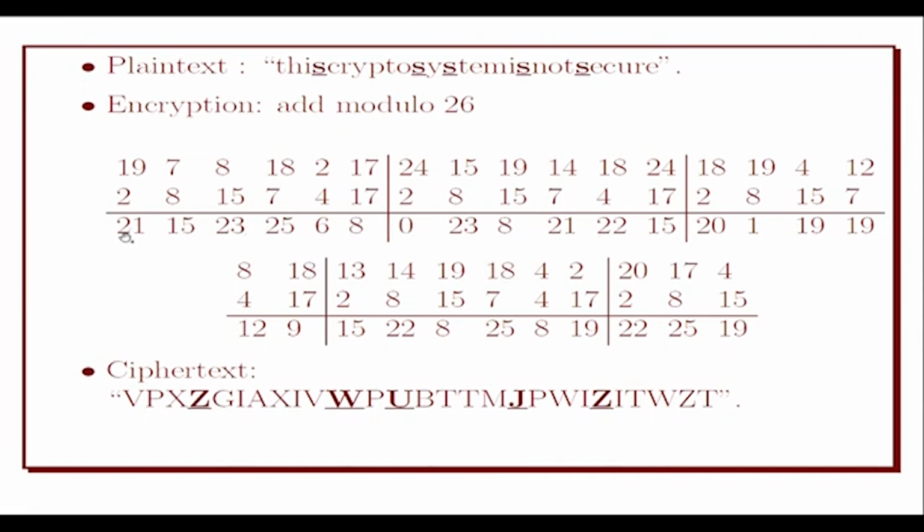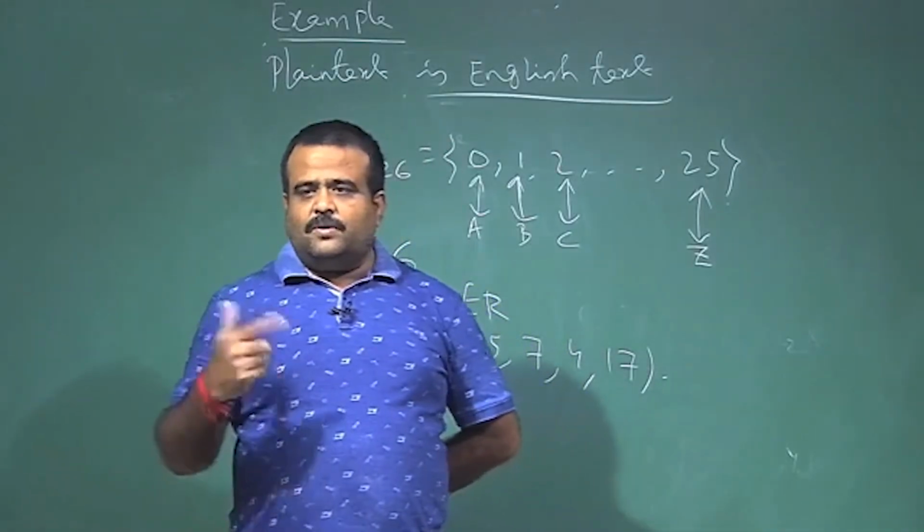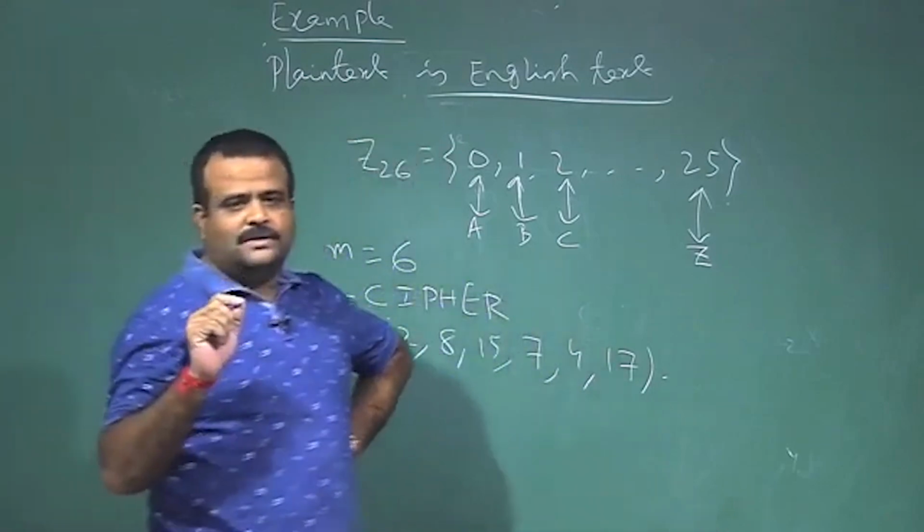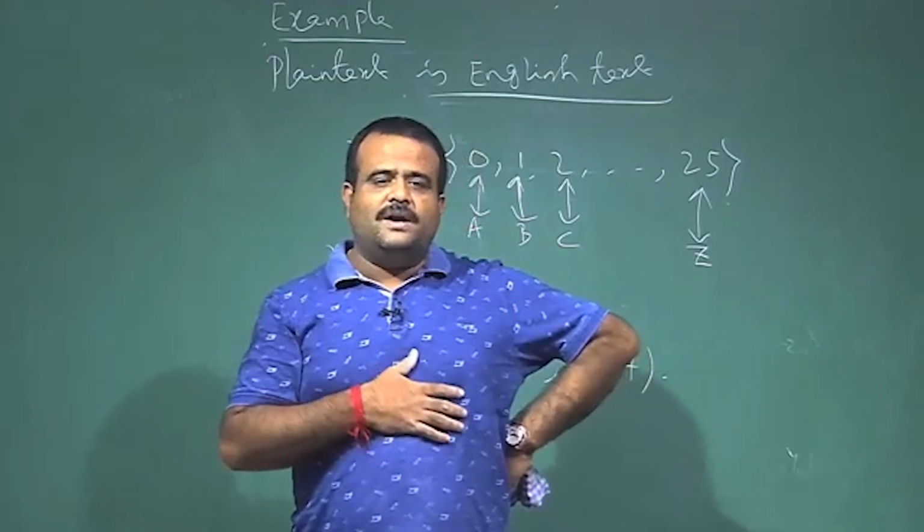So, finally, we convert these integers again into alphabets by that one-to-one correspondence, and so 21 is basically V, 15 is P, 23 is X, 25 is Z, like this. Okay. So, this is the ciphertext corresponding to this plain text. And why is this polyalphabetic? In a polyalphabetic cipher, we know that one alphabet can map to different alphabets.